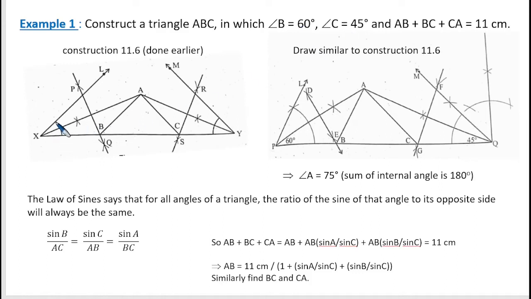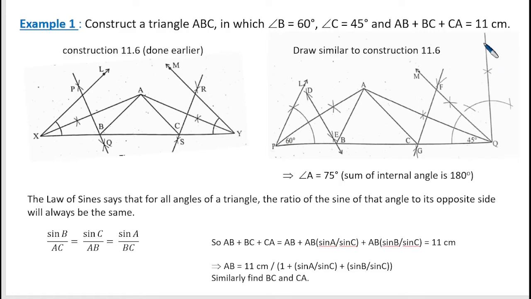So angle B is 60. We have shown that angle B is equal to angle X here. Earlier we have shown that angle C is equal to angle Y. So I have to draw this angle as 60 degrees. It is very easy to get 60 degrees. You draw an arc here, intersect with this line, take the same radius and draw another arc, and join it. You will get an equilateral triangle, and this angle is 60 degrees.